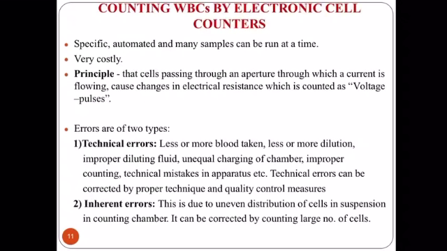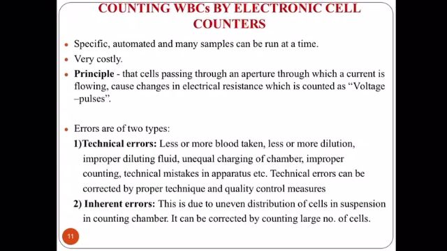Counting the WBC by the electronic cell counter. This is all about the manual method. Now, calculation by the automatic method, which is specific and automated, and many samples can be run at a time, but it is very costly.